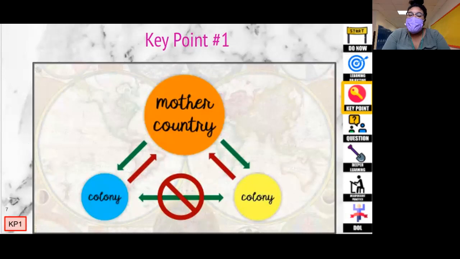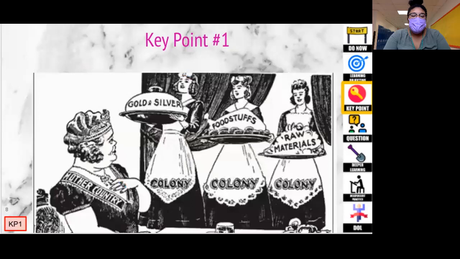Please remember that under mercantilism, colonies cannot trade with themselves. So under mercantilism, colonies can only trade with the mother country. And let's remind ourselves that under mercantilism, the colonies have one job. Their one job is to make money for the mother country.